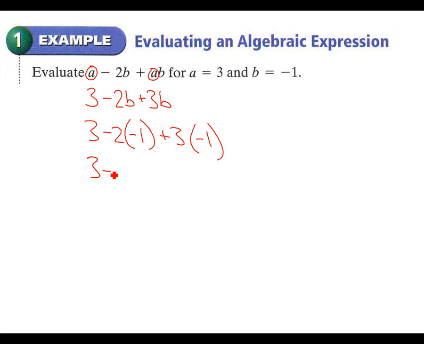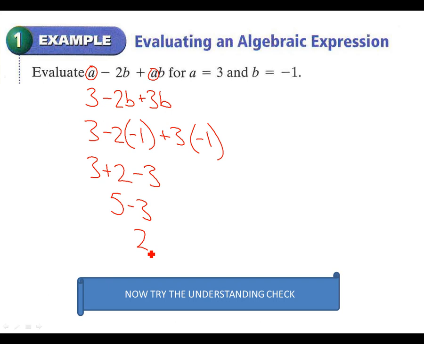So first we're going to multiply. 2 times negative 1, negative 2 times negative 1 is positive 2. And 3 times negative 1 is minus 3. And so now order of operations, we'll go left to right. First we'll say 3 plus 2, and then we'll subtract and get 2. So our answer is 2. All right, you're up on your worksheet. Try the first understanding check.